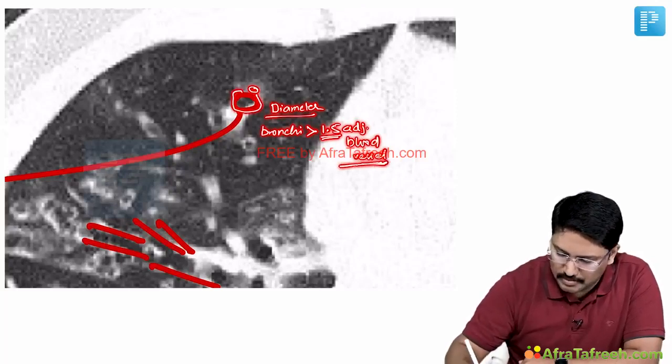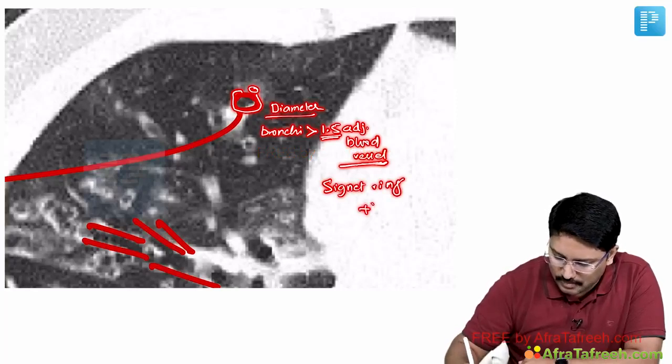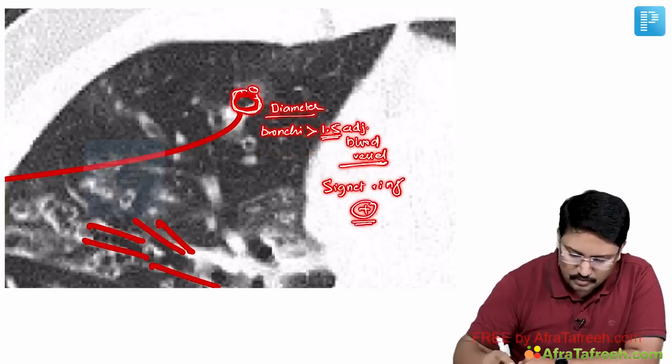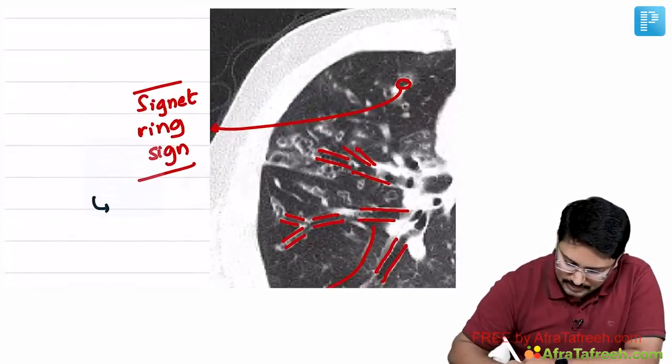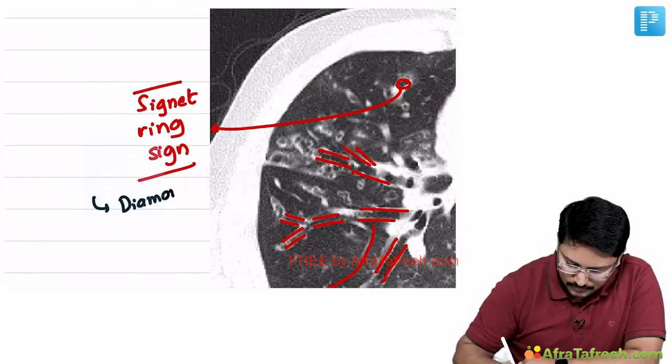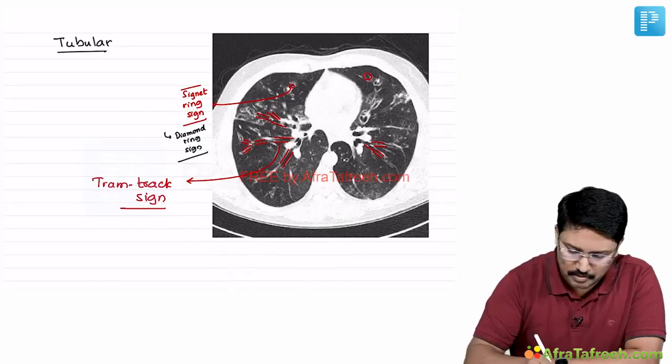Right? When it is present, we say the signet ring sign is positive, and it looks like a diamond ring. Some books also call this the signet ring sign, and they also call it the diamond ring sign. Both of these are signs of tubular bronchiectasis specifically.